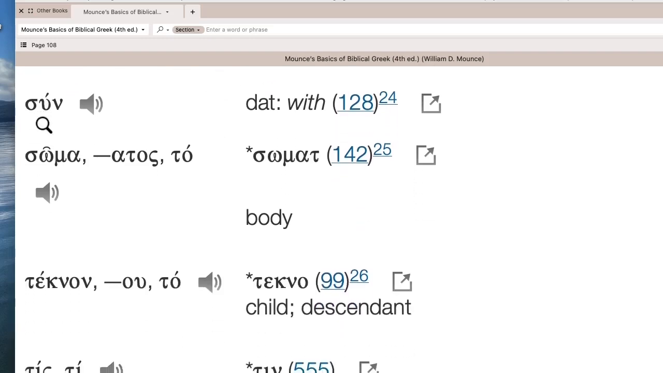Another preposition, sun, sigma, upsilon, nu. Notice it only takes one case after it, and it's the dative, and it means with. Sun, with a dative.